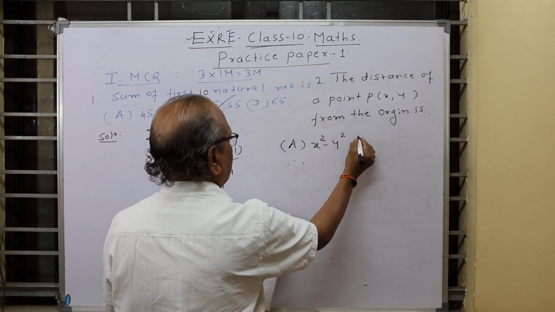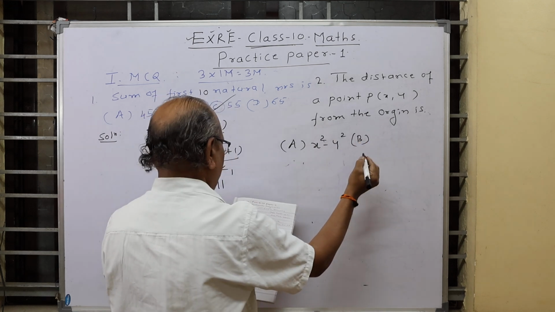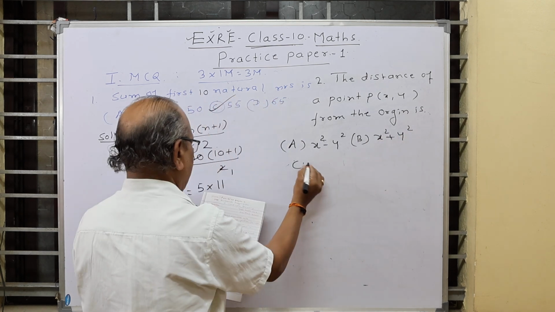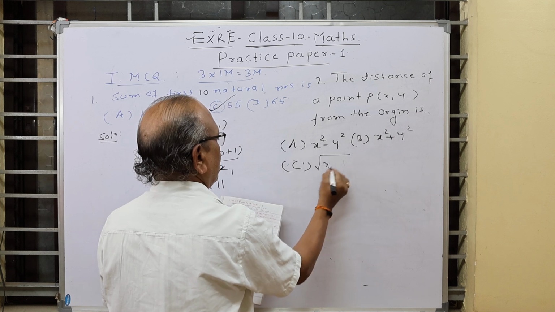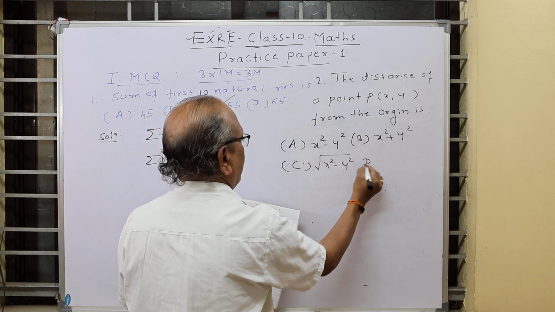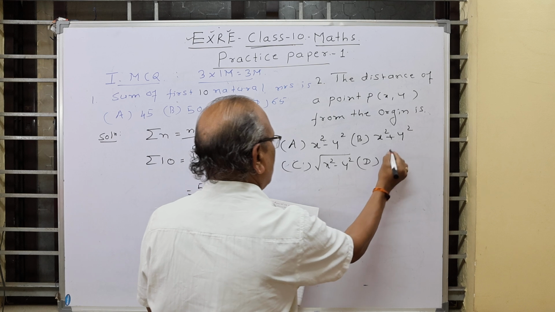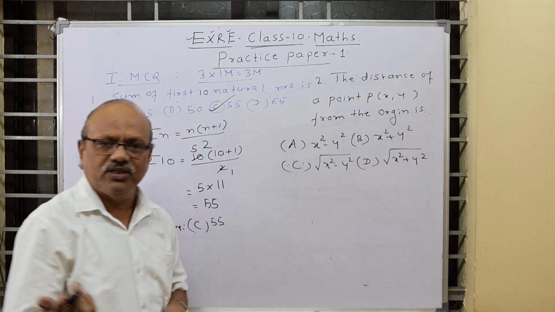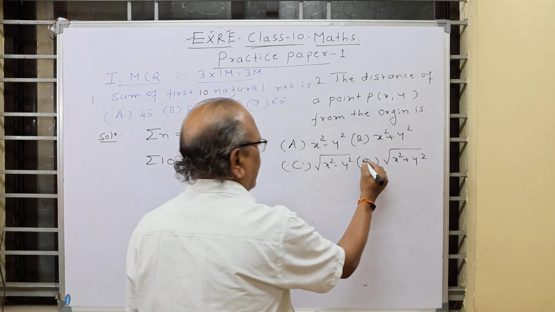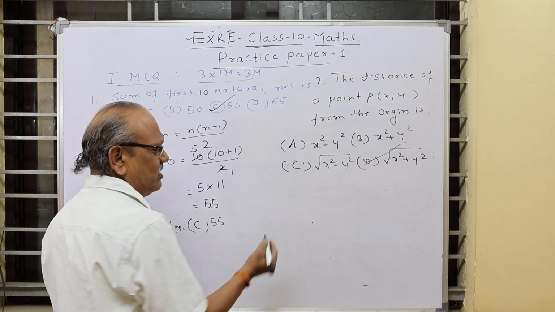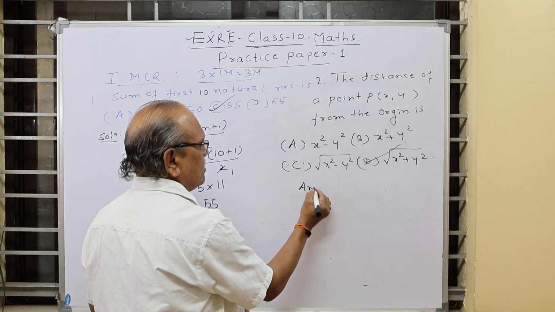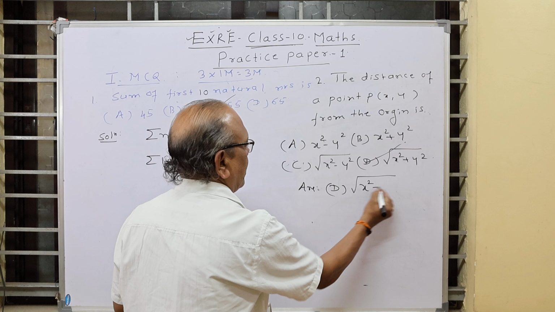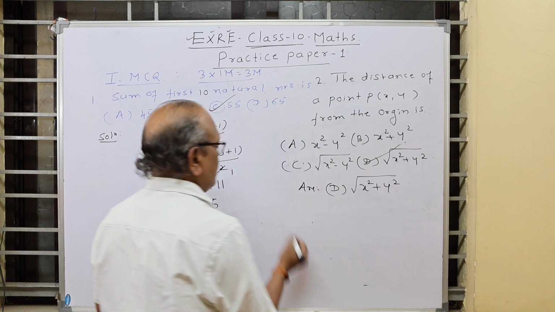Option A is x square minus y square, b is x square plus y square, and c is root of x square minus y square, d is root of x square plus y square. You know, this is a knowledge based direct question. You can take the correct answer as D. Just now you noted. Therefore correct answer is D, root of x square plus y square. Knowledge based question.